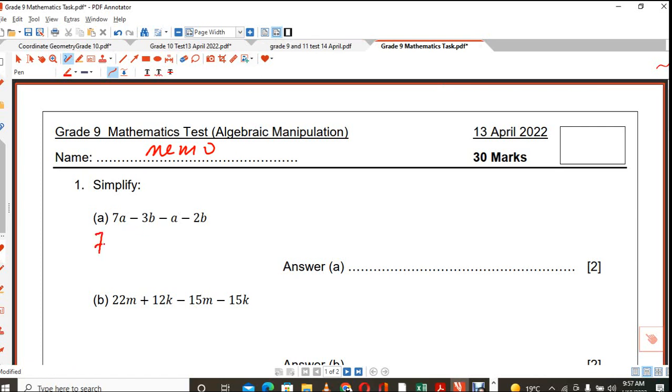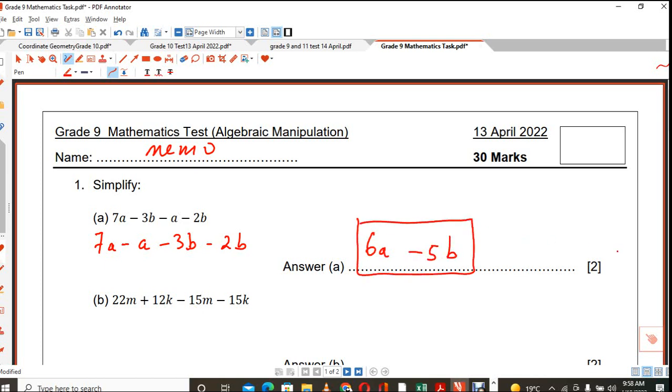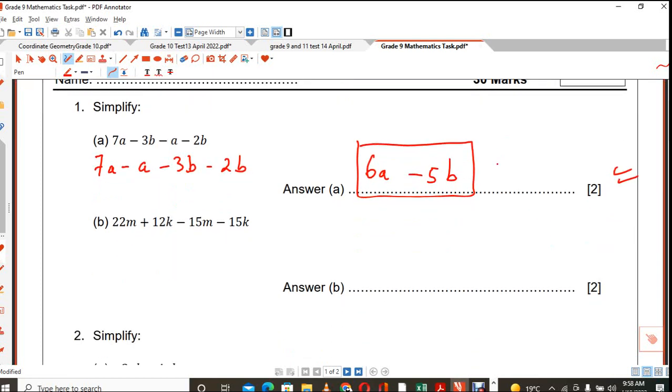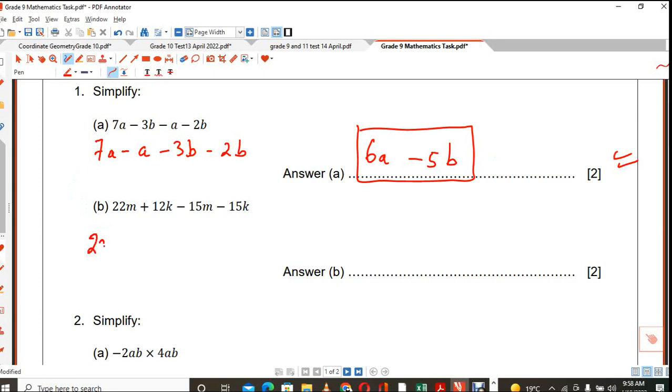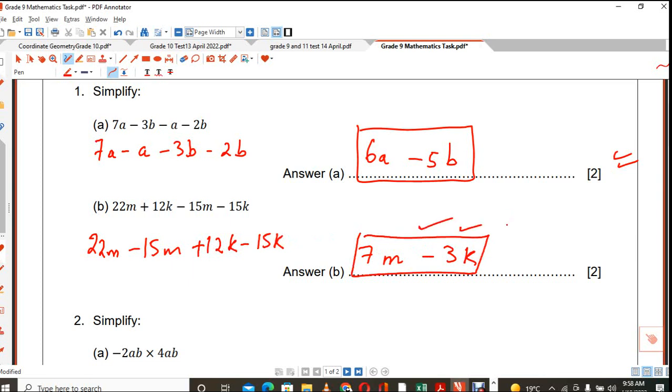Here, you have to collect like terms, so you'll get 6a minus 5b. That's it. You get 1 mark for each correct term. Can I move on? Here you have 22m minus 15m. That gives you 7m. Are you with me so far? And then you have 12k minus 15k. That gives you minus 3k. 1 mark for each correct term. Yes, you did not write a k there, so it's wrong. You should be fast.